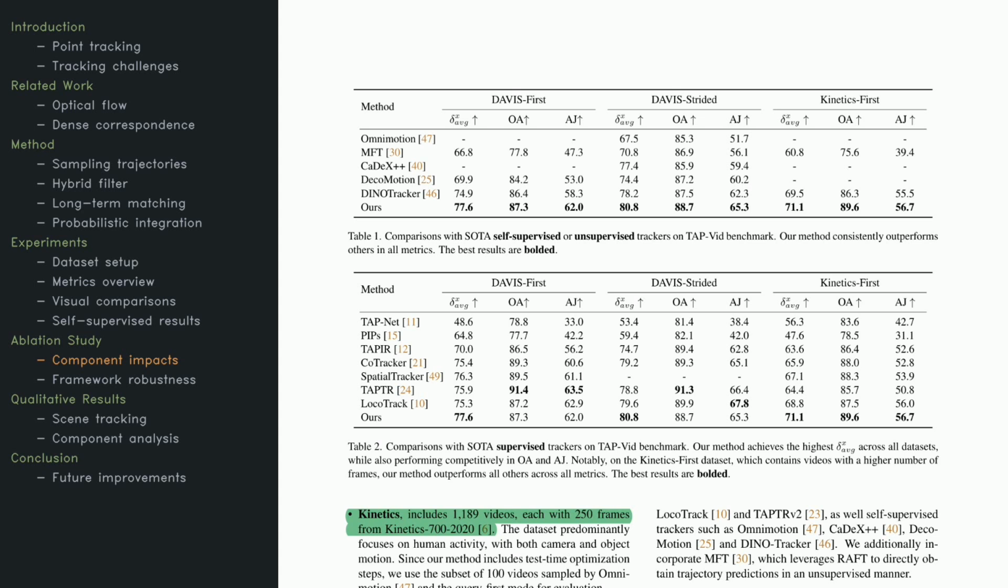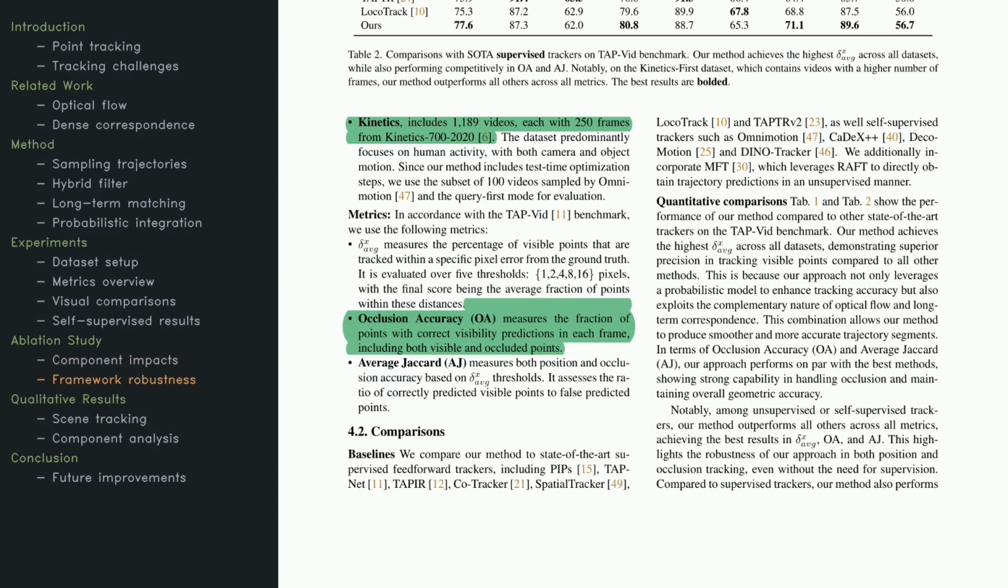They specifically mention challenging datasets like Kinetics first, where ProTracker shows that it can track points accurately under conditions that involve both object and camera movement. The numbers in these tables highlight the improvements, so be sure to take a look. The authors also describe the Kinetics dataset, which has over 1,000 videos, each with 250 frames. It focuses on human activities that include object motion and camera movement.